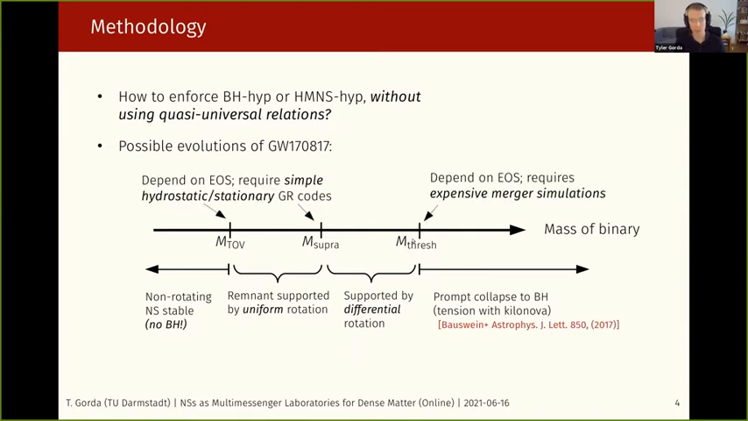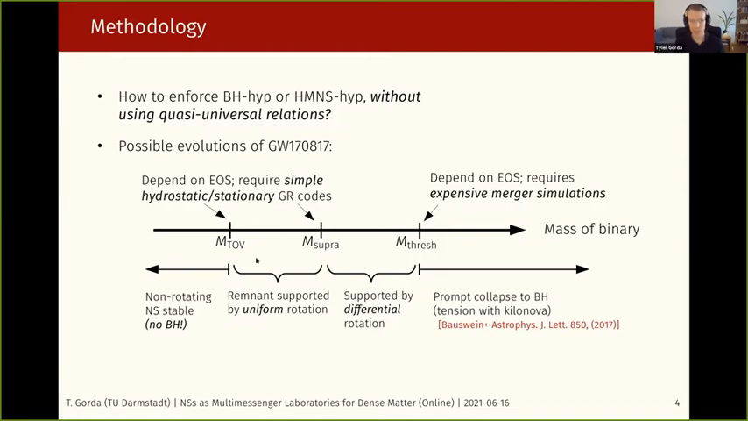The threshold mass to prompt collapse in particular, you have to do merger simulations. That's very computationally expensive, and it's not something anyone can feasibly do on the few 100,000 equations of state that we have. So we can't, unfortunately, implement this equation of state by equation of state. But these other masses are easy to compute. I mean, everyone can compute both of these essentially.